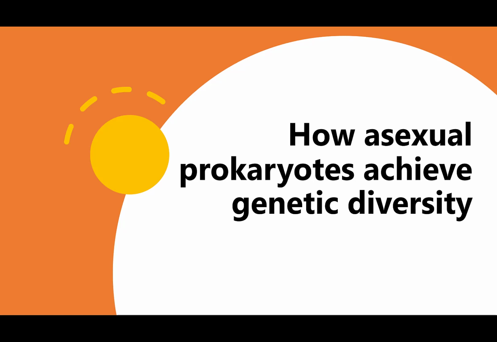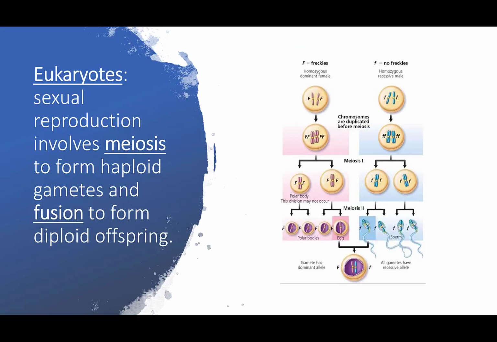Welcome to this video on how asexual prokaryotes achieve genetic diversity. Before I talk about prokaryotic cells, I'd like to first review what we know about eukaryotic cells. We know that most eukaryotic cells can divide both asexually and sexually.